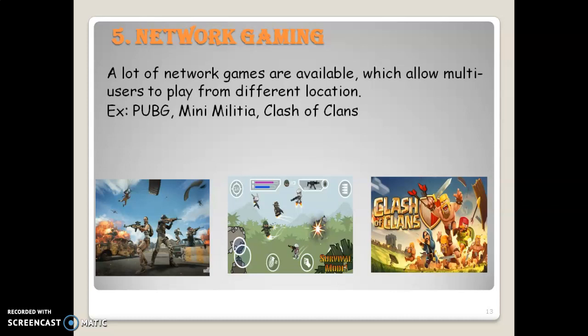I hope you understood this topic of computer networks from this video very clearly. In the next video we will cover the advantages, and the hardware and software requirements for the network.